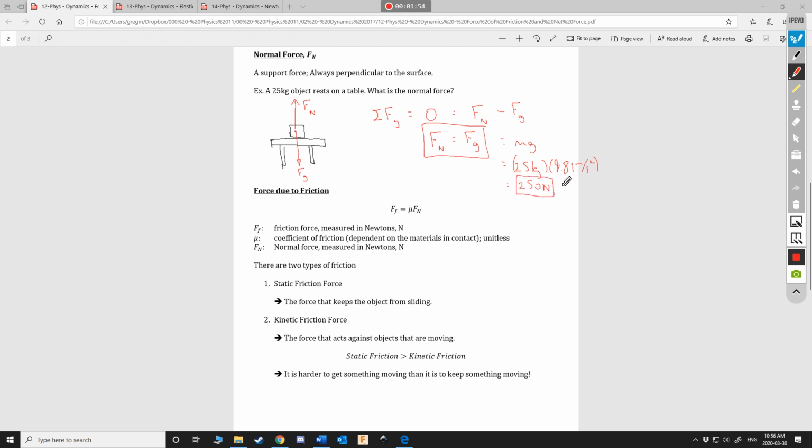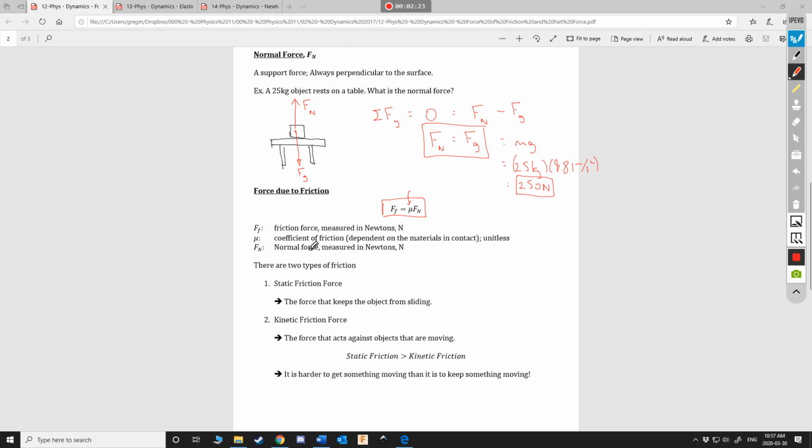Okay. Next up is our force due to friction. So this is our equation. You don't have to memorize it, but it's a pretty straightforward one. Force of friction, the subscript F to denote friction, is a force, so it's measured in newtons. This is the symbol mu. It stands for coefficient of friction. So basically every different surface has a different coefficient of friction.